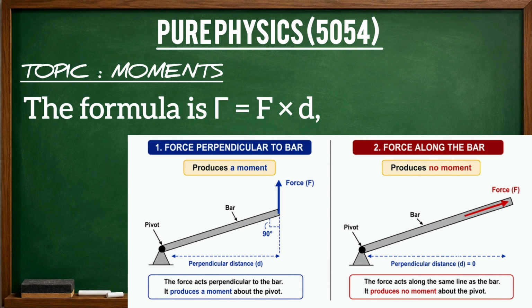Alright, so that distinction matters a lot, because whether a force actually produces a moment depends entirely on its direction relative to the distance. When the force is perpendicular to the bar, there is a moment, and the force is able to produce a turning effect. But when the force acts in the same direction as the distance from the pivot, there is no moment at all, because a force pointing straight along the line cannot cause any turning.